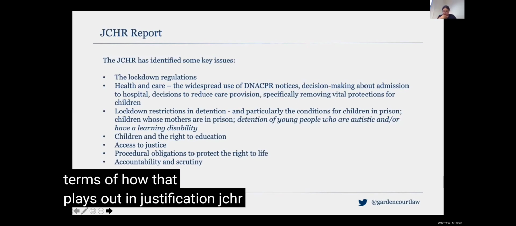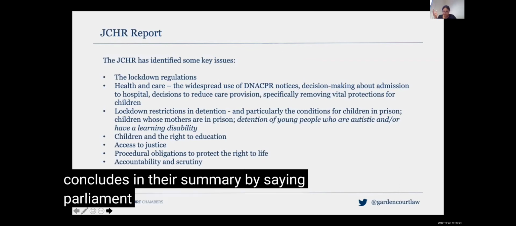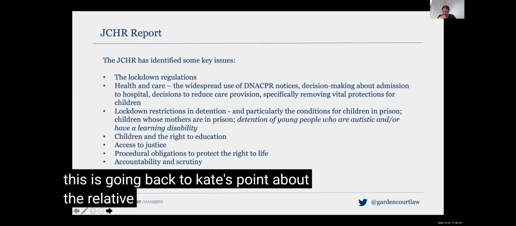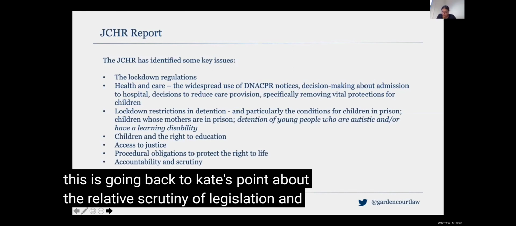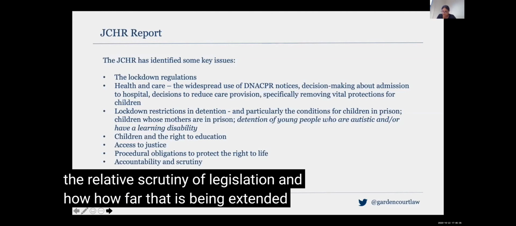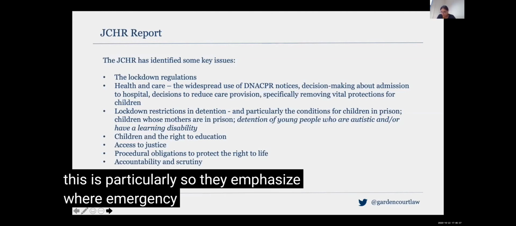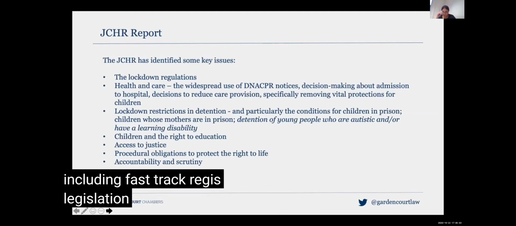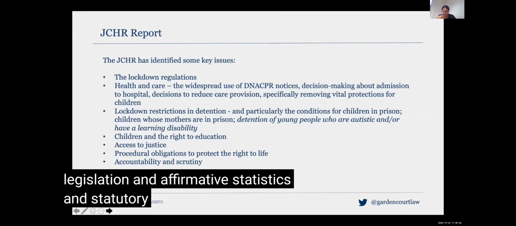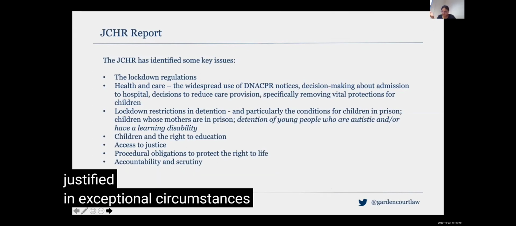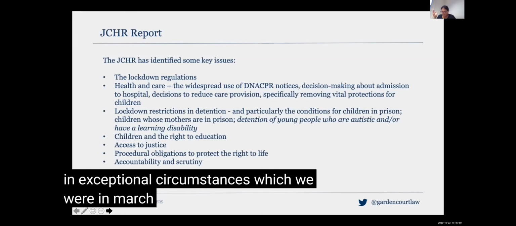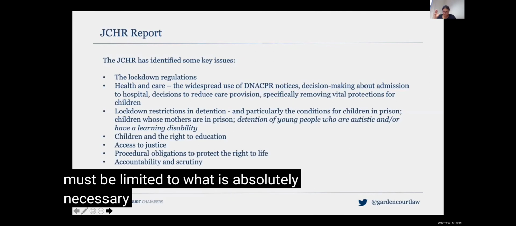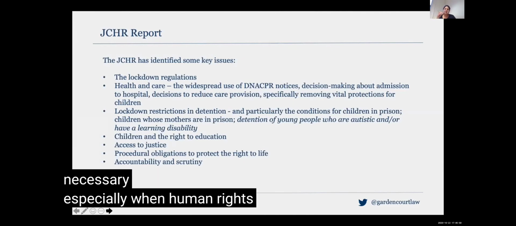And the JCHR conclude in their summary by saying Parliament is the right place for the government to announce its decisions. This is going back to Kate's point about the relative scrutiny of legislation and how far that is being extended. And this is particularly so, they emphasise, where emergency powers are being used. Whilst the use of emergency powers, including fast-track legislation and affirmative statutory instruments, may have been justified in exceptional circumstances, which we were in, in March, they say the use of emergency procedures must be limited to what is absolutely necessary, especially when human rights are at stake.